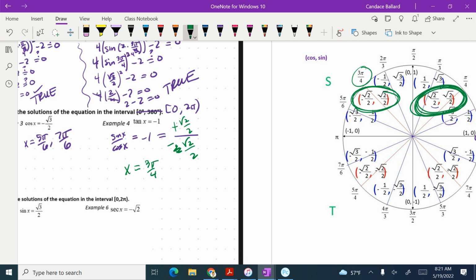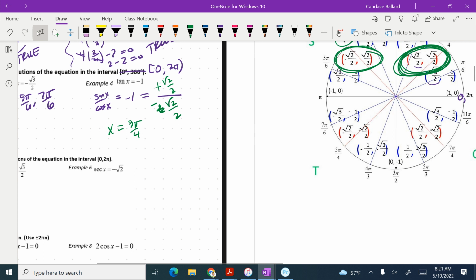Okay, I want you to keep looking. There's one more. So decide what the last one is and write it down on your page. All right, where does the next one happen? Good, 7 pi over 4.